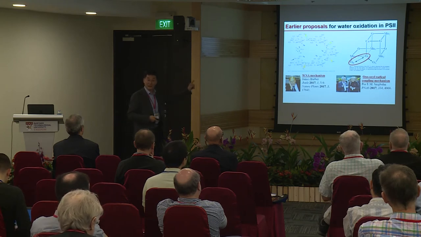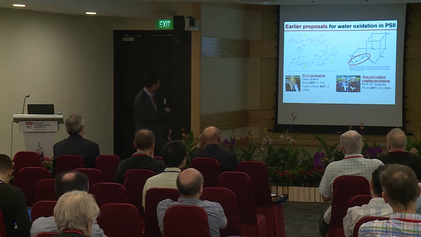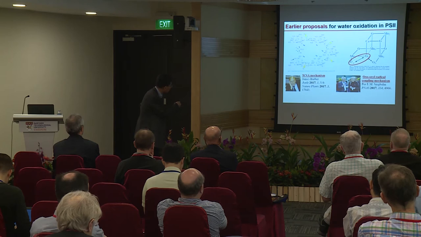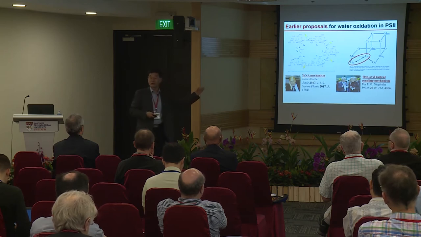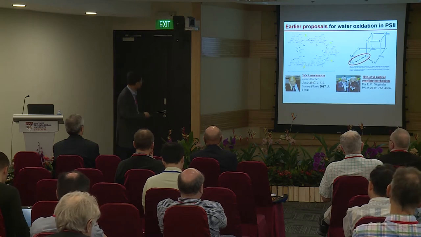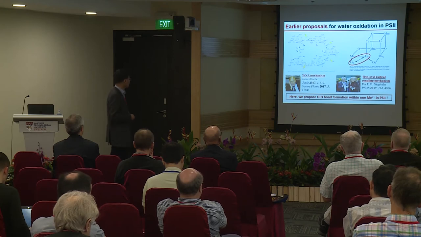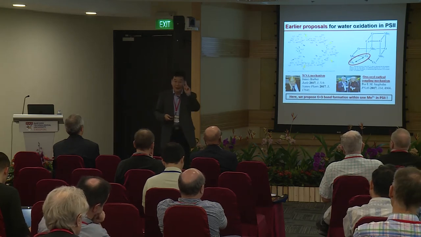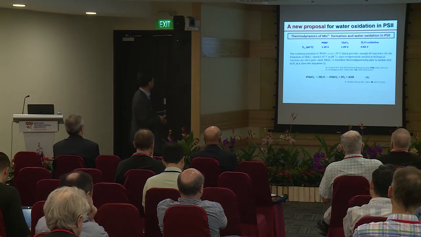You see, this is a really impressive calculation. So instead of O5-OA, there's a possible O-O bond formation between O5 and OB, and this has been reported years ago. So we really got inspired from Per Siegbahn's calculation on this mechanism. So here we propose the O-O bond formation within one manganese(VII) in photosystem II.